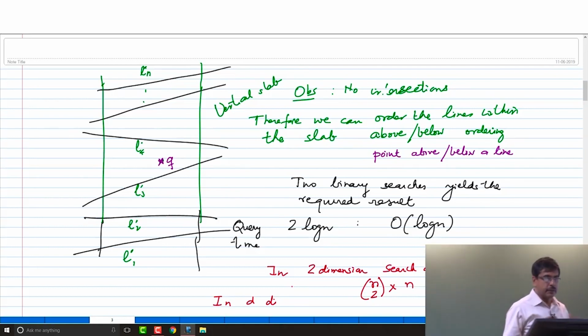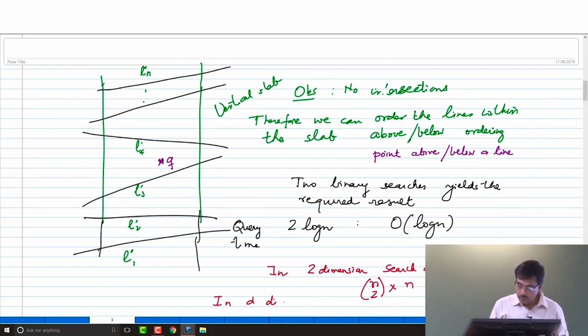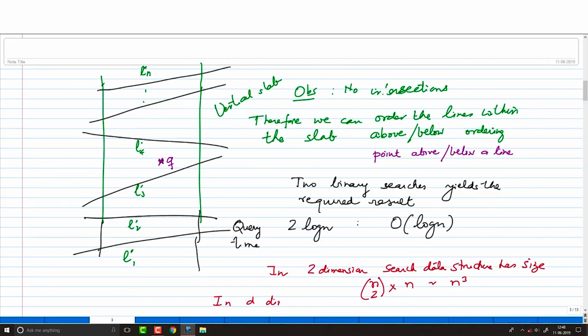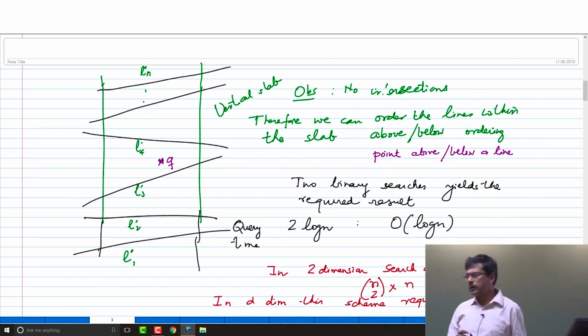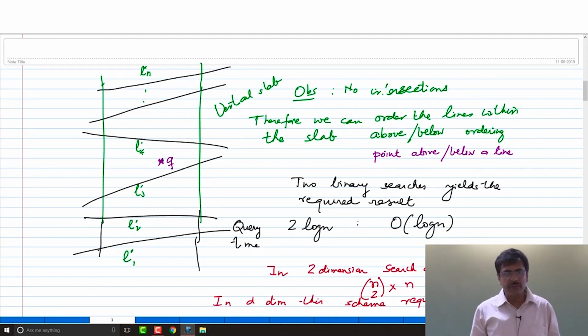So if this structure were to be generalized to higher dimension, it grows at a horrendous rate, right? So in d dimension, this scheme requires n to the power 2 to the power d space. So query is very fast, it's d times log n, but space is horrendous. So again, the upshot is that many things work well in lower dimensions that don't scale up very well in geometry, and that is one of the basic problems.